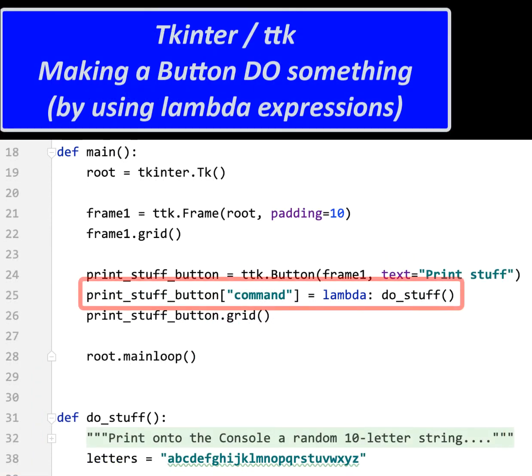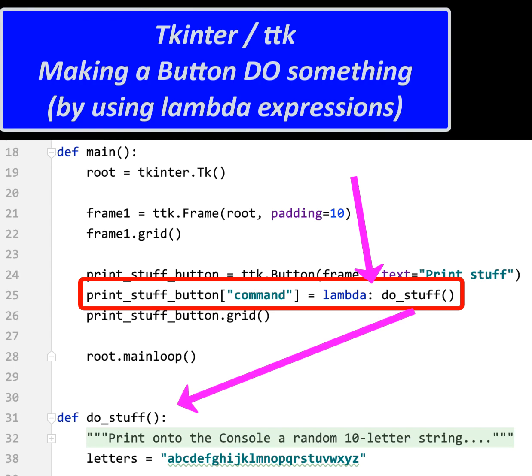Make sure you're real clear about line 25. To repeat, the left-hand side is the notation for saying what the button should do when the button is pressed. The right-hand side is the definition of a function that has no name, it's anonymous, and that function, when called, will call do stuff. You should run the program if you haven't already done so.